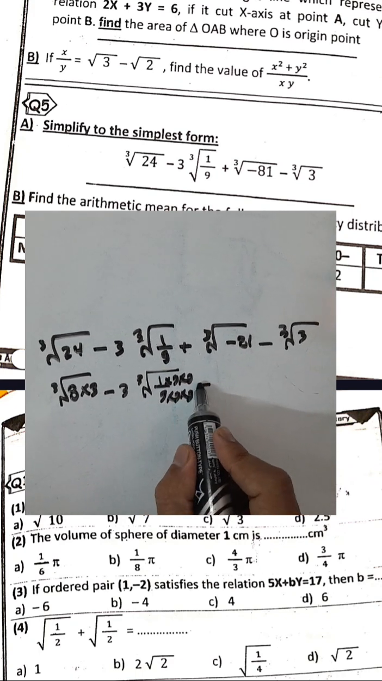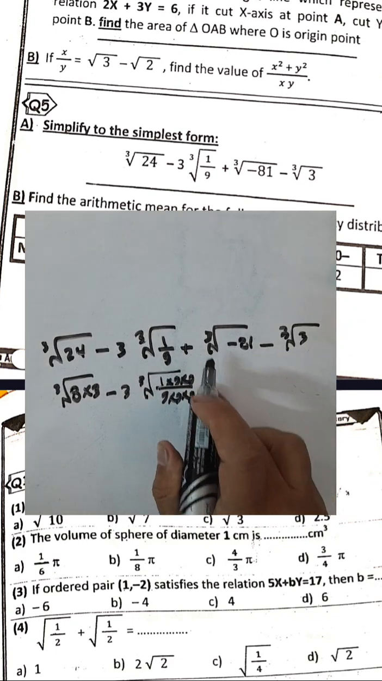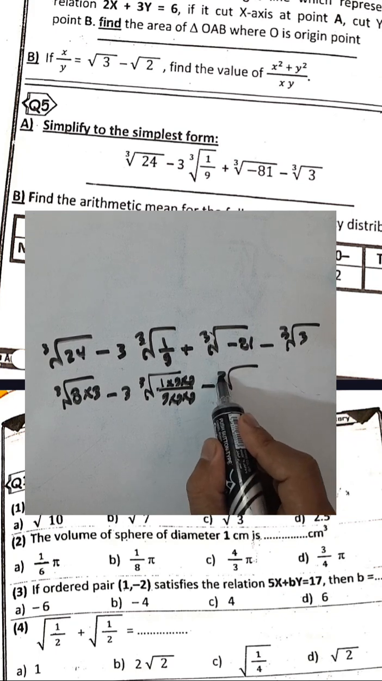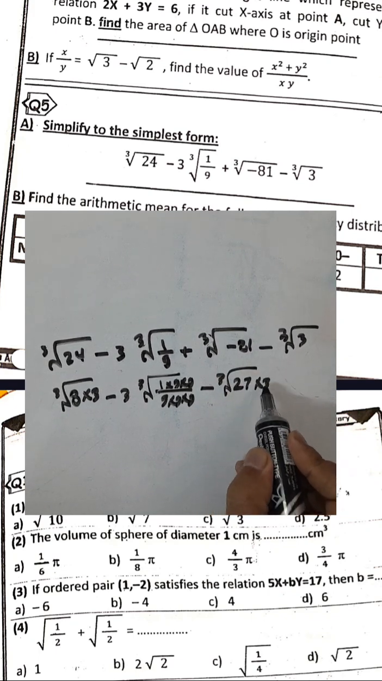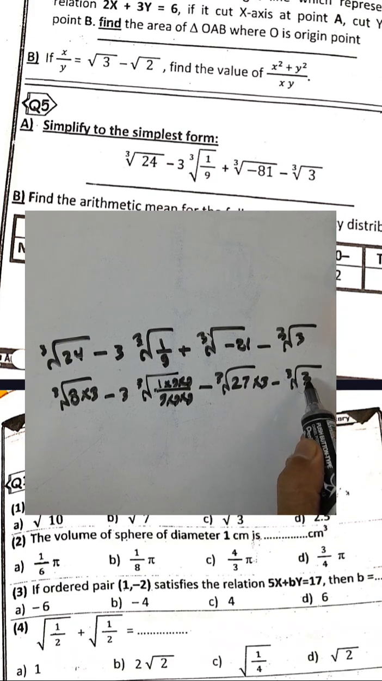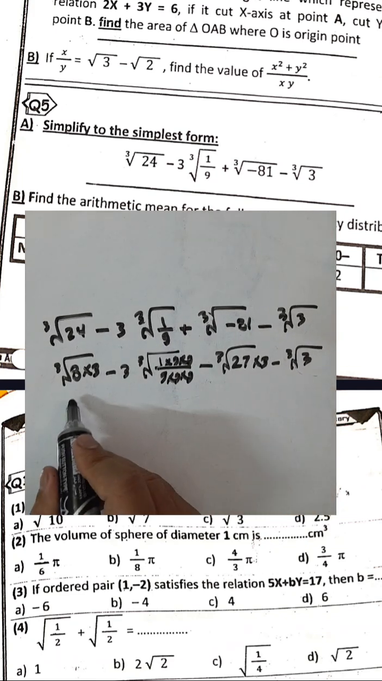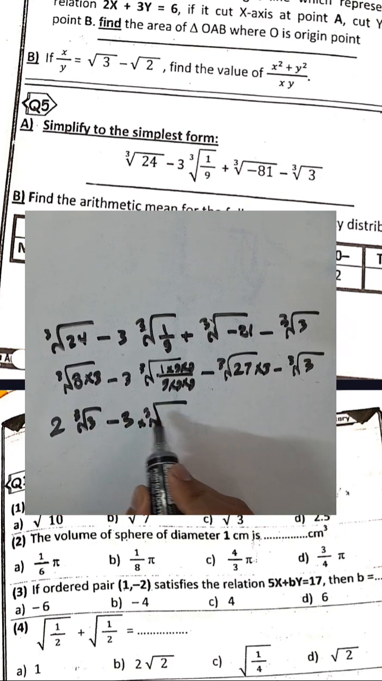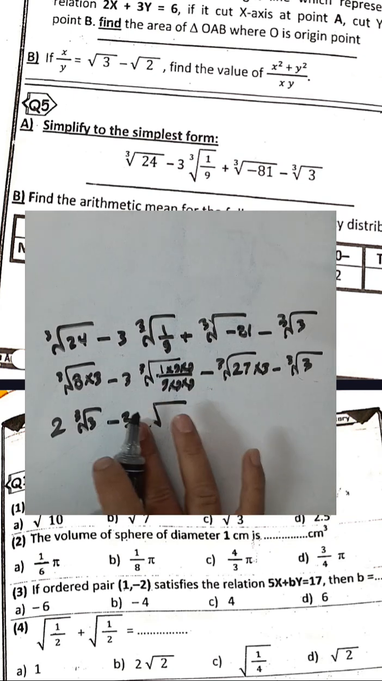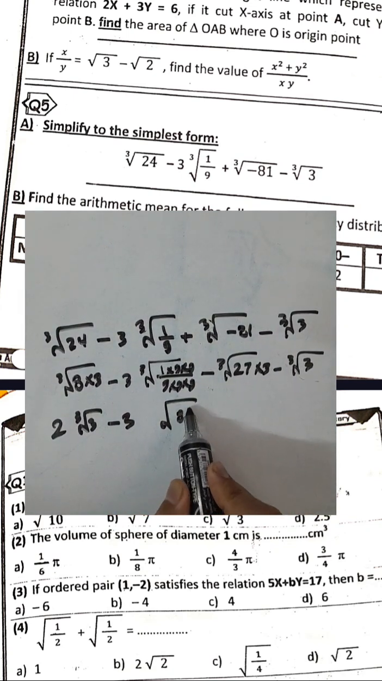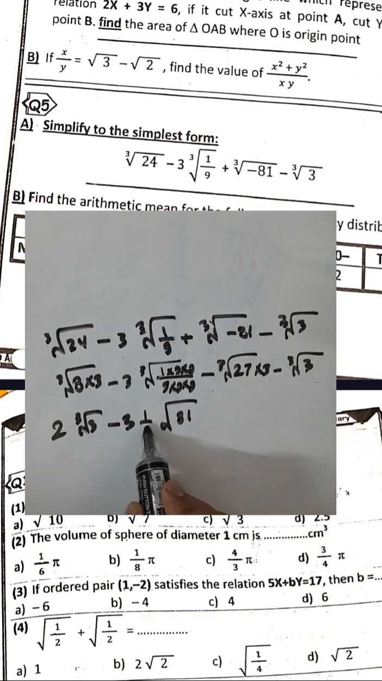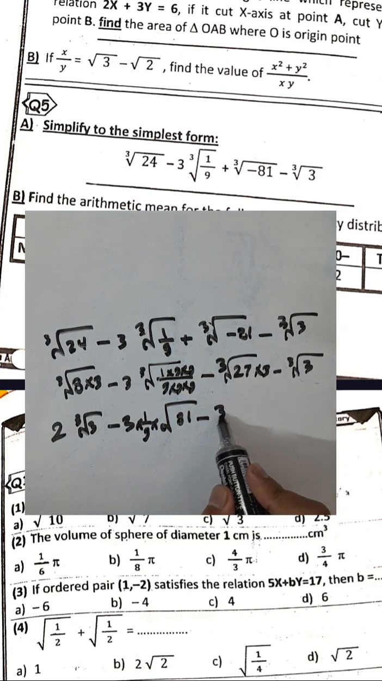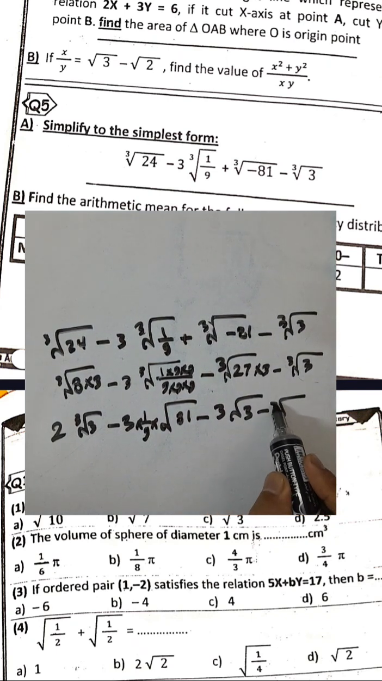Plus cubic root of negative 81, negative times positive equals negative. Cubic root of 81 will be 27 times 3. Subtract cubic root of 3. Cubic root of 8 equals 2, and write cubic root of 3. Subtract 3, multiplied by cubic root of 9 times 9 equals 81, and 9 times 9 times 9, cubic root will be 1 over 9. Cubic root of 27 will be 3, root 3, subtract cubic root of 3.